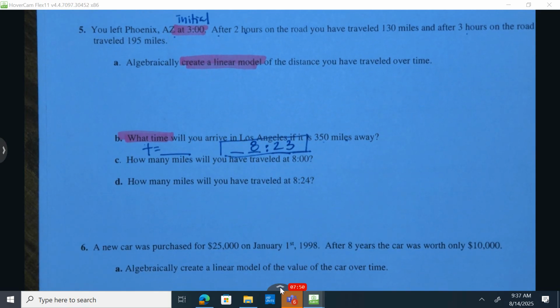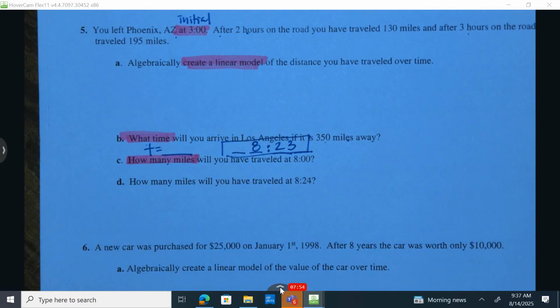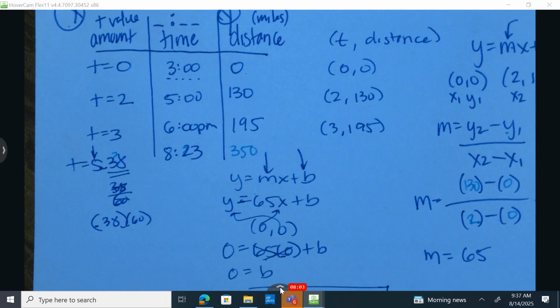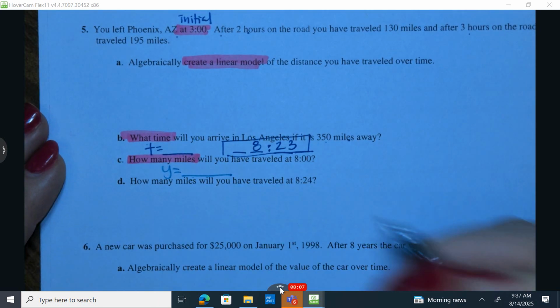We are going to move on right now. Please highlight where it says, how many miles? Turn to your group. How many miles? Is that an X or is that a Y? Look at our table. That's a Y. So let's put Y equals. We don't know what Y is.